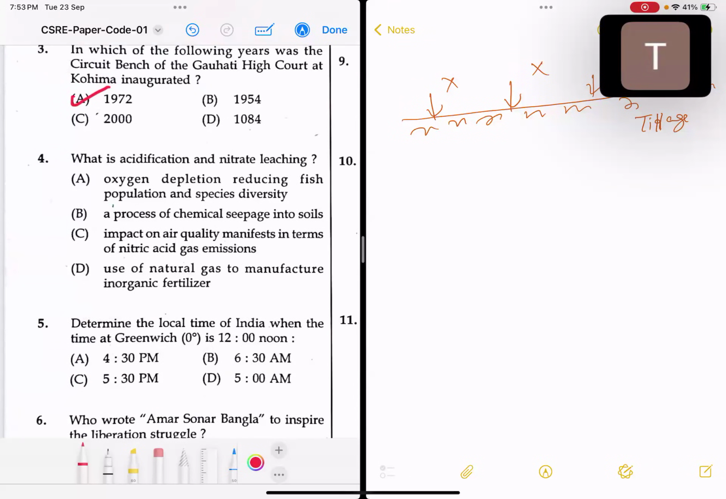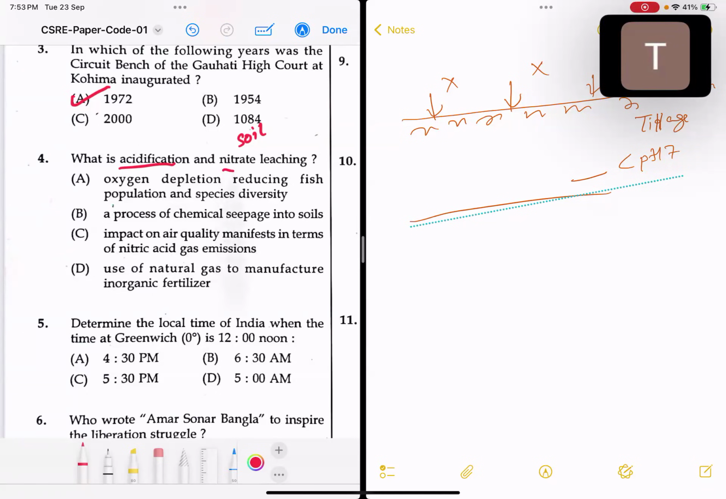What is acidification and nitrate leaching? Now, again, this is a topic that deals with the issue of soil, okay? When we talk about acidification, it means the acidification of the soil, okay? So when the pH of the soil is less than 7, this is known as acidification, okay? And acidification of the soil takes place when acid rain comes or due to various types of chemical inputs that we put into the soil, okay? So this is one of the reasons why acidification of the soil takes place.